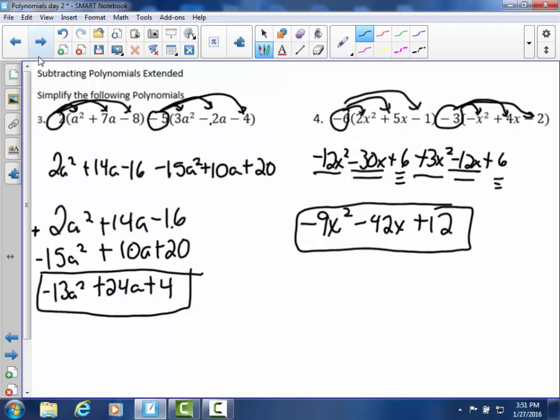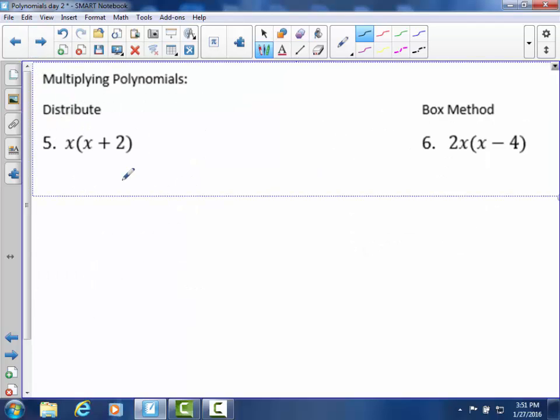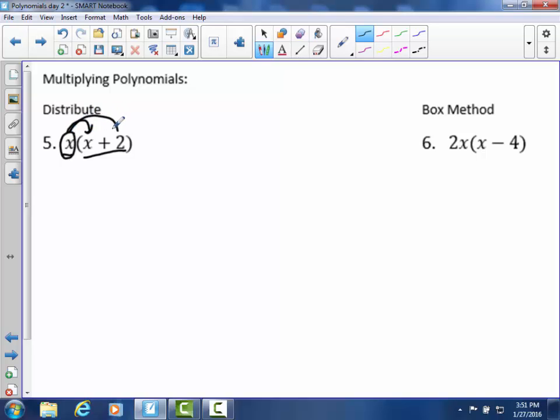Alright, let's take a look at some other problems. Alright, this is multiplying polynomials, and this is a monomial times a binomial. You're not tested on that, but it's good to know. And we do the same as we did with the numbers. We take the number out front, or the letter out front, the variable, and we multiply it times everything inside.